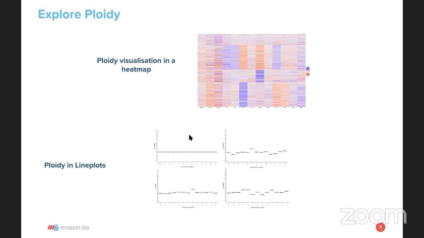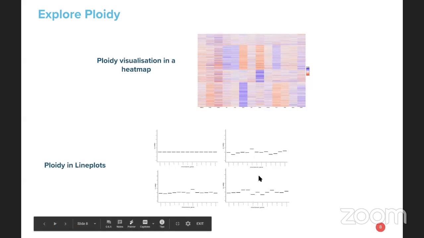Another visualization is regarding ploidy. So for the same 4-cell line mixture, these are the genes we could look at for copy number gain and loss based on the diploid cells. And then you can also look, in a line plot, at which genes were elevated or lost.